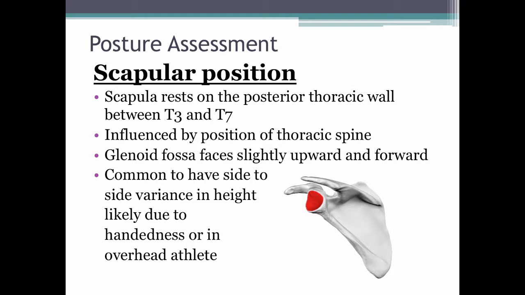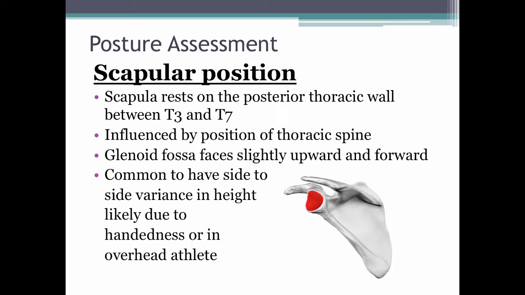So the postural assessment is really important to look at the position of the scapula. The scapula normally rests on the posterior thoracic wall between T3 and T7. The scapulothoracic part is not a true joint, in that two bones are not articulating. You've got muscle on each side that's actually moving. So you have some variance, basically due to handedness.